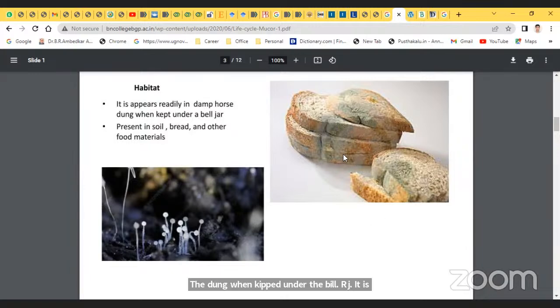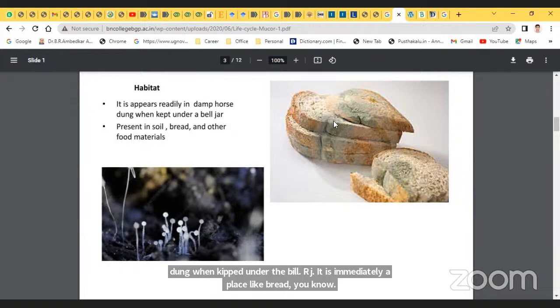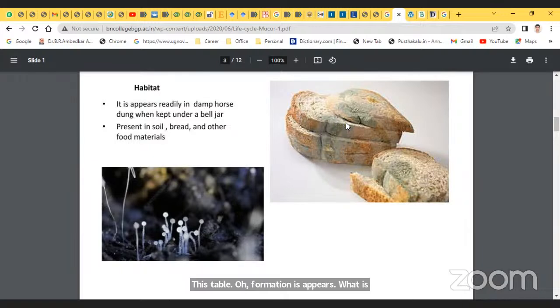You know, if you keep bread aside after its expiry date, in one or two days this type of formation appears. What is this? This is the Mucor. Already everyone has seen this Mucor on bread. Bread, sir, especially. Bread mold.